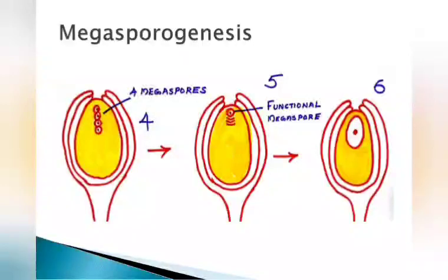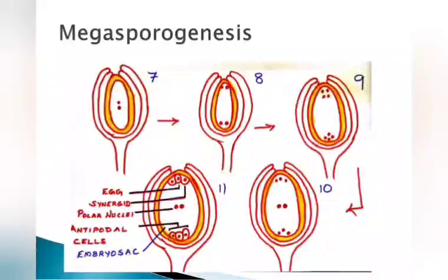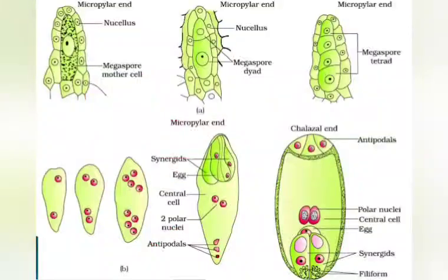So now this functional megaspore will undergo mitotic division, first forming 2 cells, followed by 4, and then 8. There are 8 nuclei formed, and these 8 nuclei will organize themselves in such a way that the embryo sac structure is formed. This diagram is also given in your book. You can see here, this is a very important diagram.